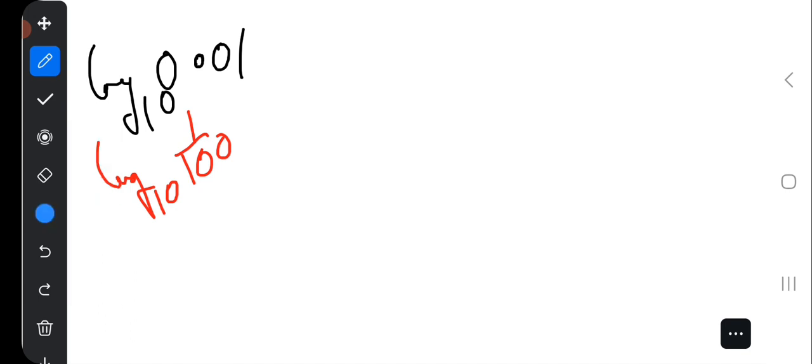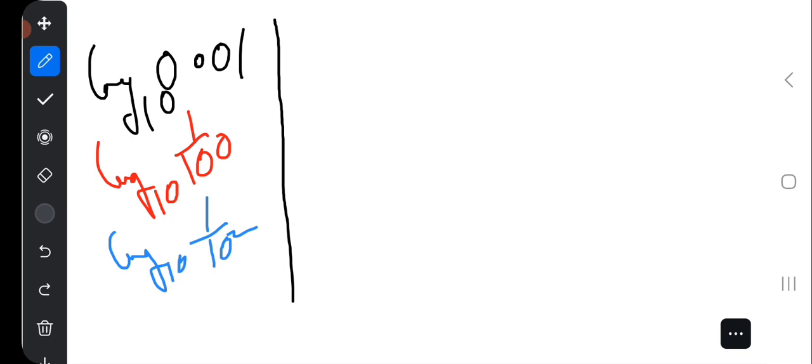Now log 1 by 100 can be 1 by 10 square, and the base is 10. Now what we will do is we will get the 10 square in the denominator up to the numerator using laws of indices. So that would be log 10 to the power minus 2, and the base is 10.